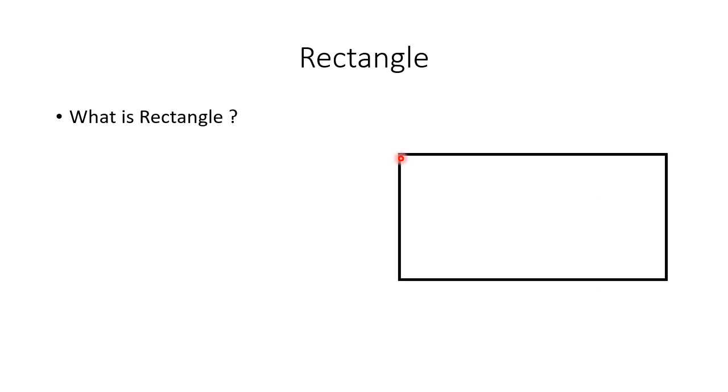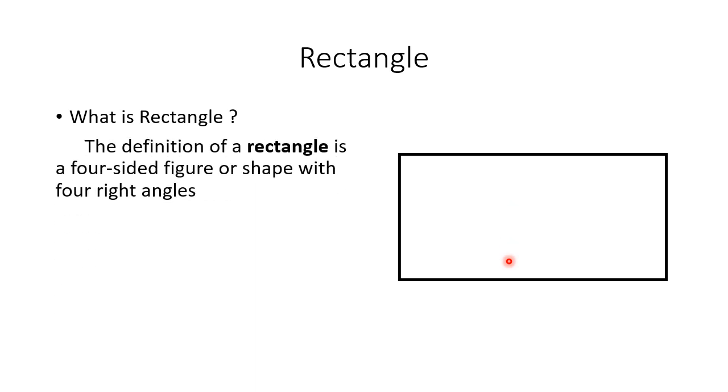A rectangle looks like this. The shape of rectangle looks like this, that is, four lines which are joined together are called a rectangle. The proper definition of rectangle is it's a four-sided figure or shape with four right angles.